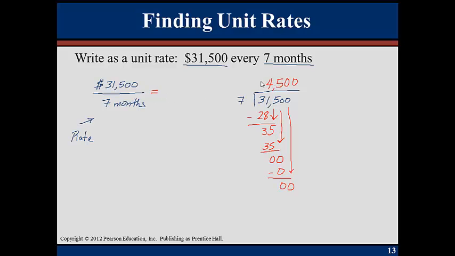And we end up with $4,500 every month, or 1 month. So in a month, you should have $4,500. This is the unit rate because we have a 1 in the denominator.